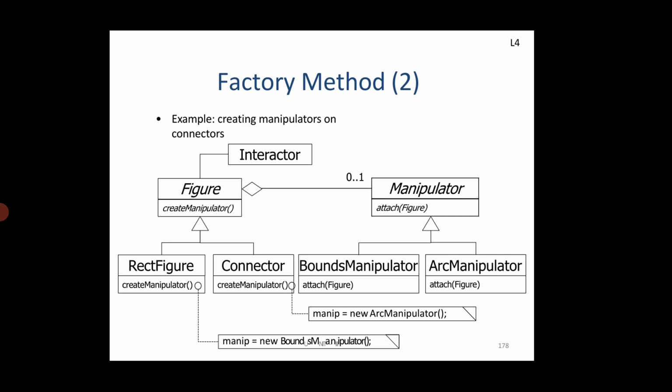And if we have a manipulator there, a bounds manipulator, an arc manipulator, in the sense it's attached to the figure. We need to return the connector here, and a new arc manipulator function will be returned there. And coming to the rectangular figure, we need to manipulate the input here, a new bounds manipulator function. It is one of the examples of the factory method design pattern.